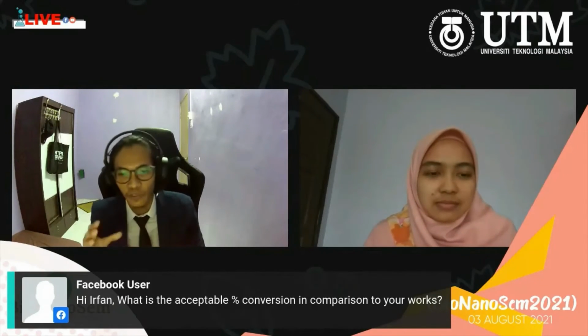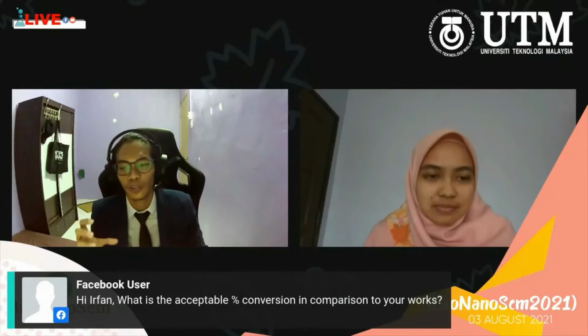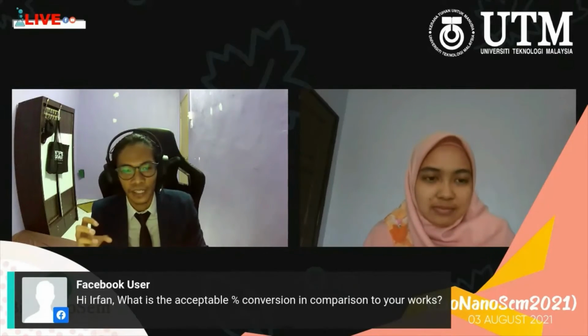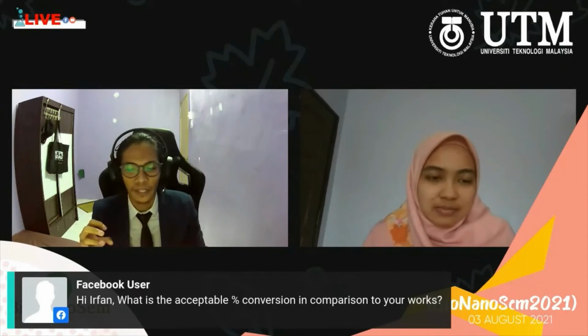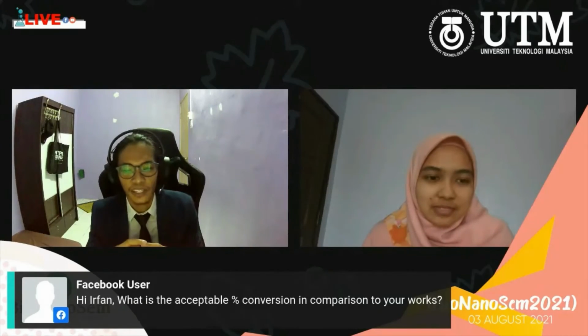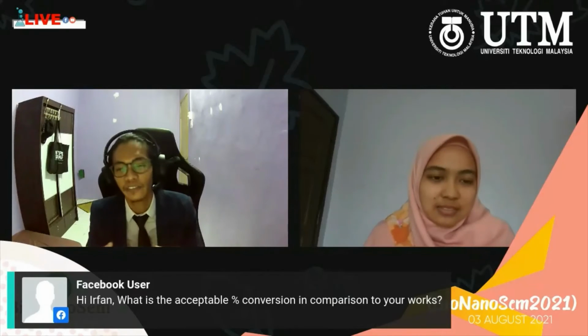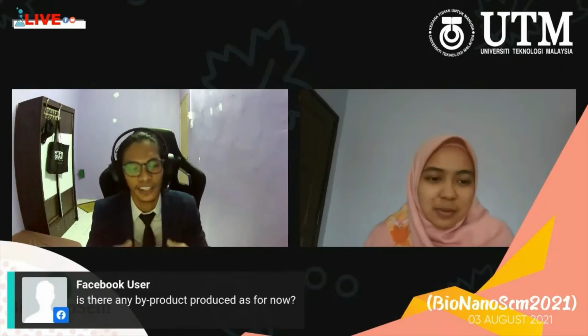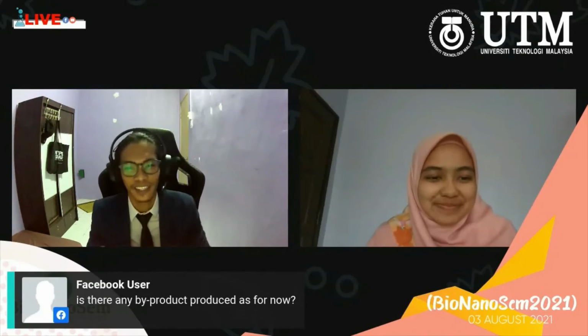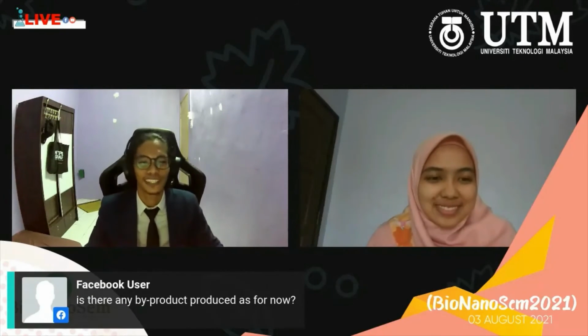But in conventional processes without using a photocatalyst, the acceptable percent conversion rate for FFA conversion in research is suggested to be 100%, or it would be great if it can achieve 100%. But as you can see, there is not much on photocatalysts, so there is much to explore in this field.